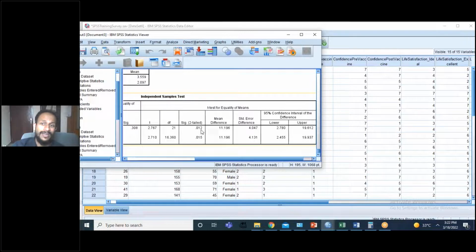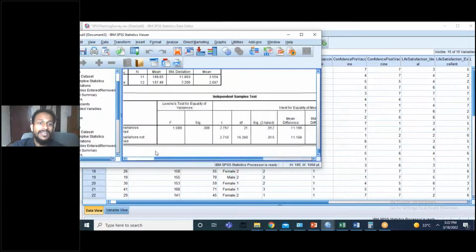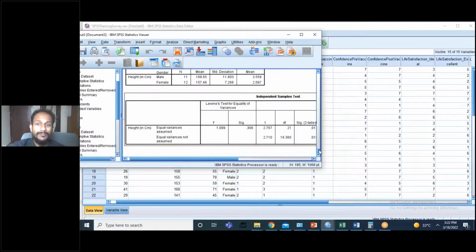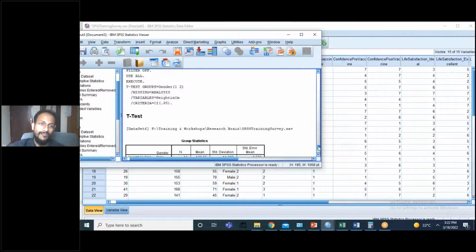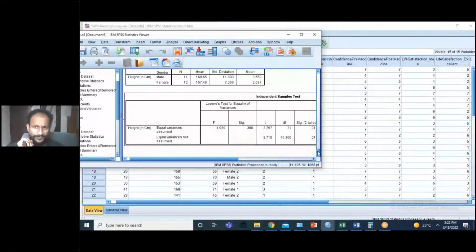What is the alternate hypothesis? There is a difference. What is the null hypothesis? There is no difference. So we come to a conclusion that, of course, there is a significant difference between the height of male and female. Is it clear? Does anybody have any doubt on how to frame the hypothesis for male, female? Now, this is the data that we have used, the one which we have collected from you through the survey.